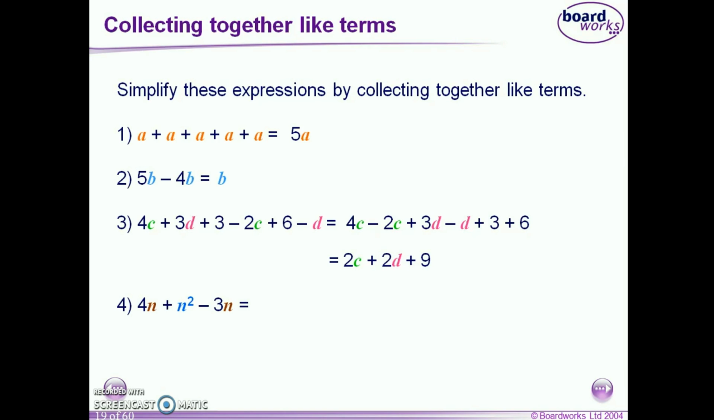Next, 4n plus n squared minus 3n. We give the answer 4n minus 3n plus n squared, which is n plus n squared. Next question is 4r plus cs minus d. This expression cannot be simplified because the three terms are not like terms.